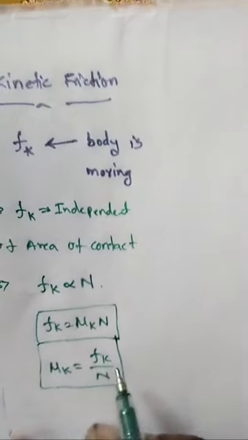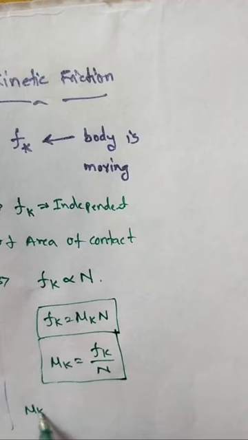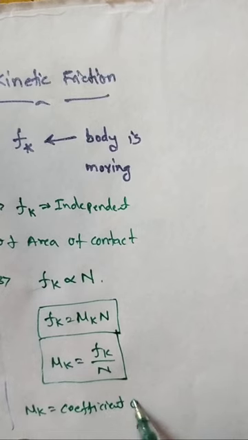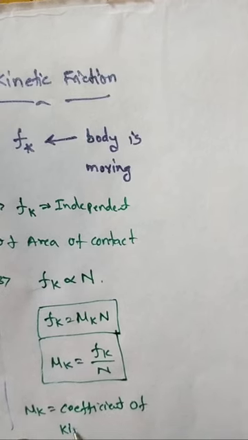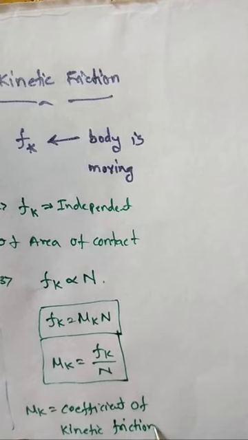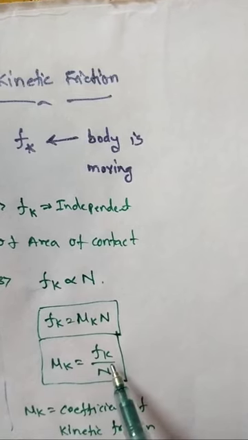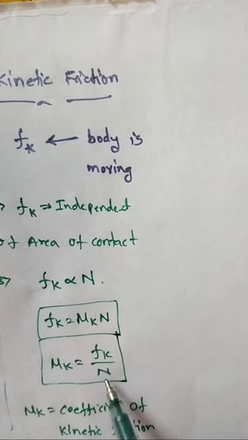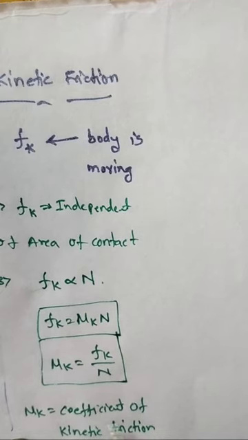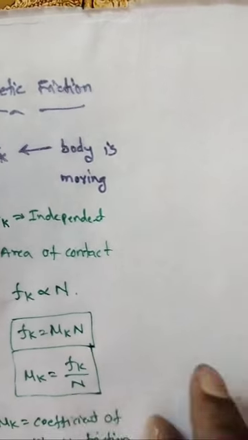What is mu k? It is called the coefficient of kinetic friction, where k means kinetic friction. The definition of mu k is the ratio of Fk by N, where N is the normal reaction and Fk is the kinetic friction. So mu k is the coefficient of kinetic friction.